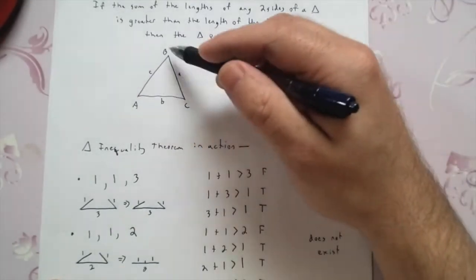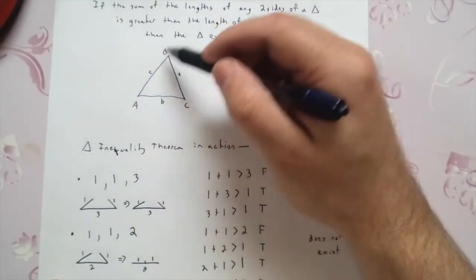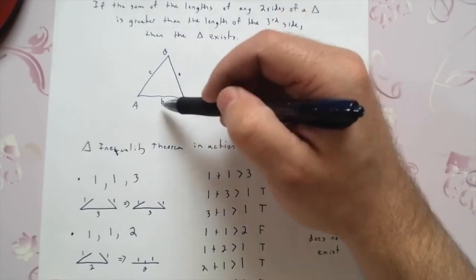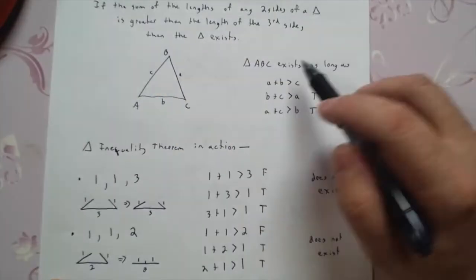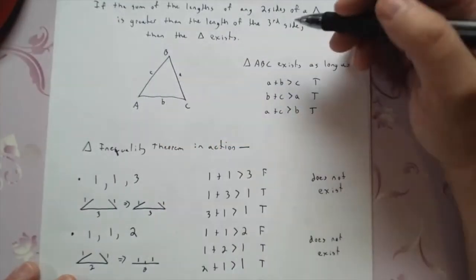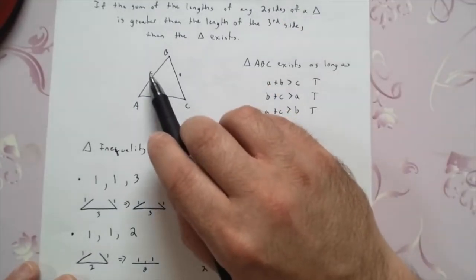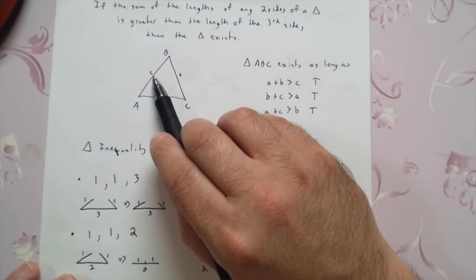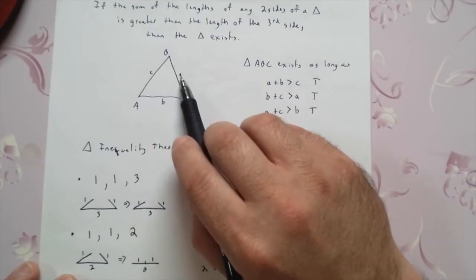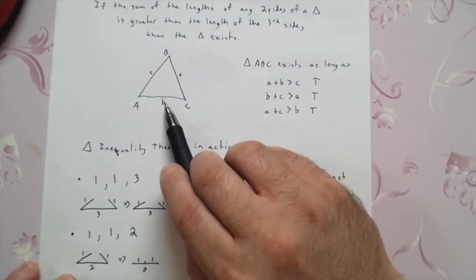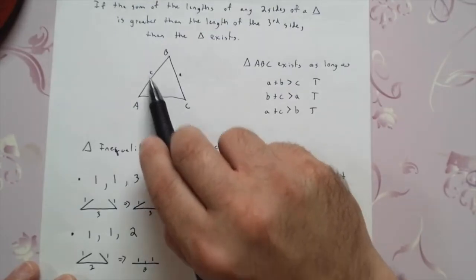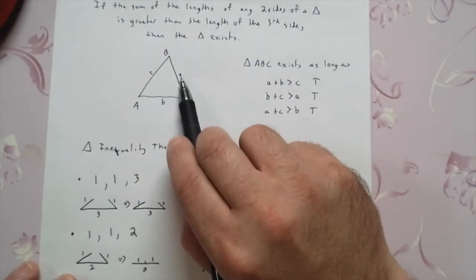So my triangle that's right here, triangle ABC, and then I've called this side A, little b, little c. This triangle only exists as long as, if I take A plus B, it has to be bigger than C. But I got to check all combinations as well. So I also got to check A plus C, it has to be bigger than B. And then B plus C has to be bigger than whatever the distance of A is.